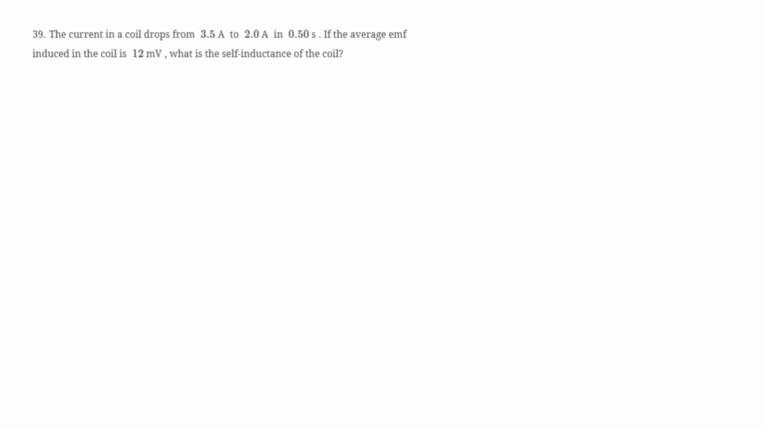In this one, they say the current in a coil drops from 3.5 amperes to 2.0 amperes in 0.50 seconds. If the average electromotive force induced in the coil is 12 millivolts, what is the self-inductance of the coil? So let's analyze what are the values they give us here. What are the knowns and unknowns?